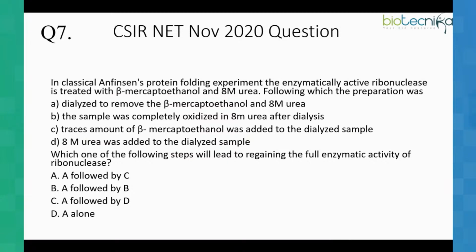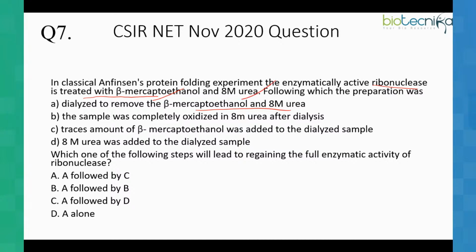Okay, the next question is based on the denaturation in Anfinsen's experiment, what he had done along with the ribonuclease. In the classical Anfinsen's protein folding experiment, the enzymatically active ribonuclease is treated with beta-mercaptoethanol and 8 molar urea, following which the preparation was dialyzed to remove the beta-mercaptoethanol. First, see, beta-mercaptoethanol you already know now, it's a reducing agent.